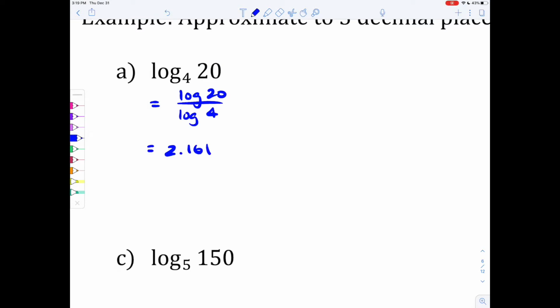You don't actually have to show this. It might be used for some express as a single logarithm kind of things, but you don't actually have to show that. Just note that. You have to be able to evaluate it. That's the key. I'll keep that in there.